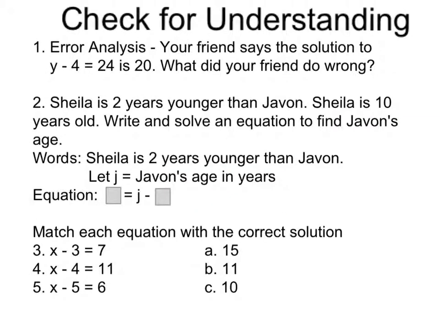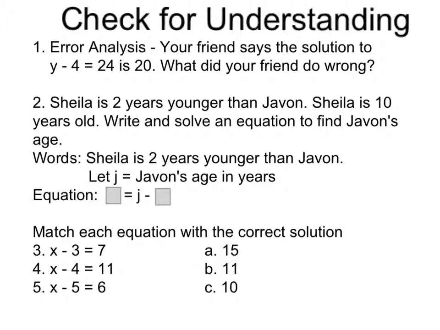Now it's time for check your understanding. 1. Error analysis. Your friend says the solution to y minus 4 equals 24 is 20. What did your friend do wrong? If you all remember, there were several error analysis questions on the first test. This is part of that higher order thinking with Common Core, so you have to be able to know why something works, not just be able to do it.